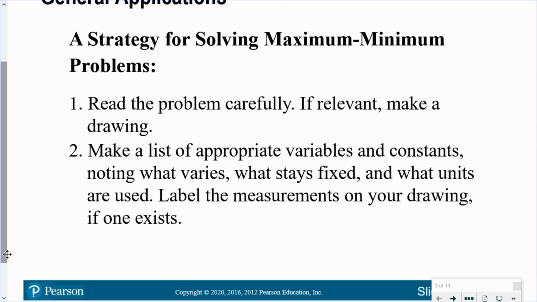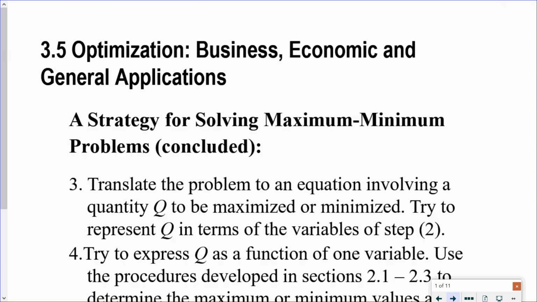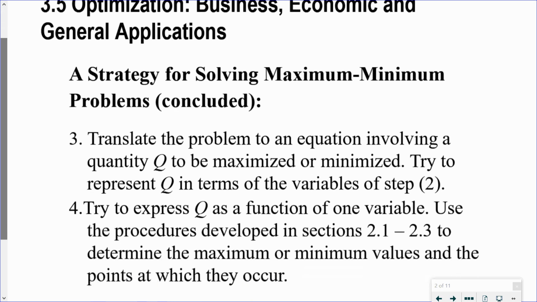So we want to make sure that we're reading through the problem, listing out the variables, noting our units of measure, etc. We are translating the problem into the quantity to be maximized or minimized. That could be profit, volume, area, whatever the question may be. And then we are trying to express everything in terms of one variable.